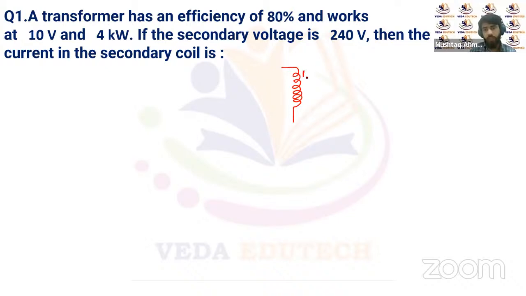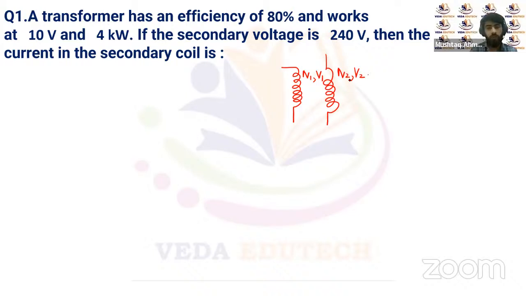Let's suppose N1 turns are there in the primary coil and V1 is the voltage supplied to the primary coil. Then we have the secondary coil here, and let's suppose N2 is the number of turns in the secondary coil and V2 is the voltage across the load or across the secondary coil. Due to mutual induction, there is an induced EMF in the secondary coil because of the supply of AC to the primary coil.